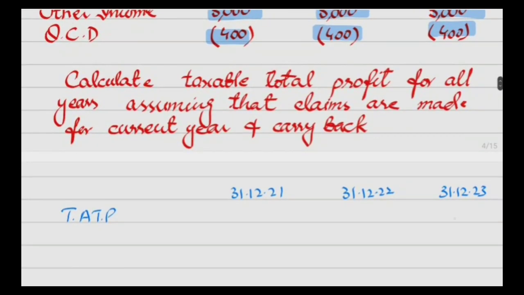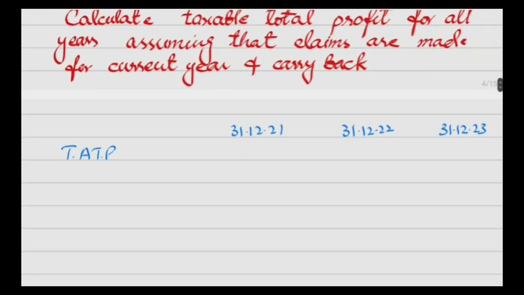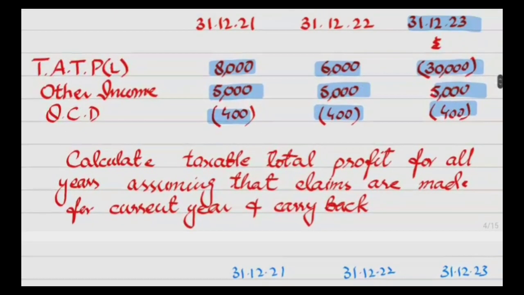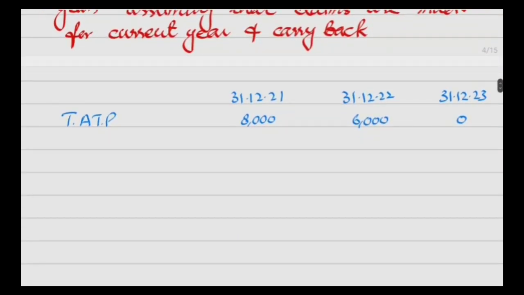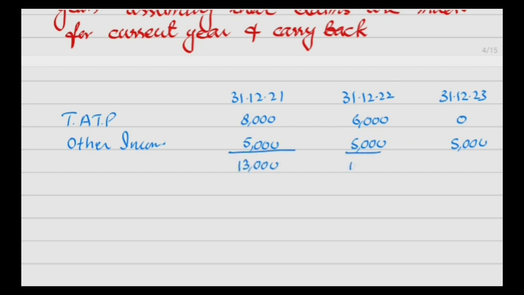So this is 8, 6 and 0. Then other income 5,000 each. Other income could be your bank interest, so hence total profit in these years are 13,000, 11,000 and 5,000.